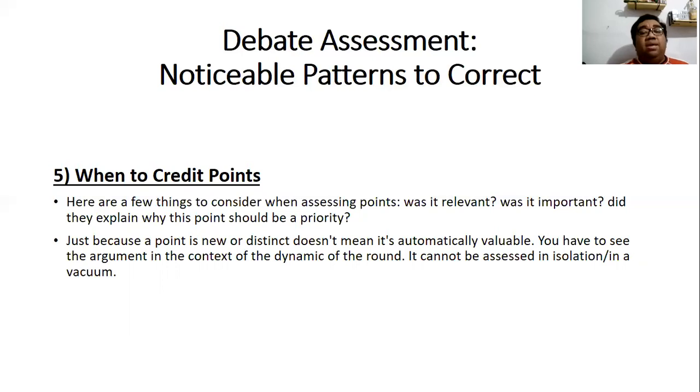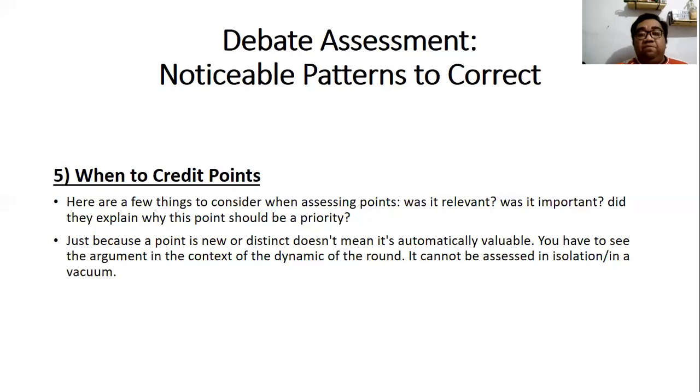You have to see the argument in the context of the dynamic of the round. You have to assess that argument with all of the other arguments that the teams have provided. You have to see whether the teams make an effort to explain why their argument should matter more, should be given more weight, should have more importance in comparison to the previous arguments that the other teams have talked about. It cannot be assessed in isolation. It cannot be assessed in a vacuum. So these are 5 noticeable patterns that we noted from the oral adjudications that everyone should definitely take into account and try to correct in the future.